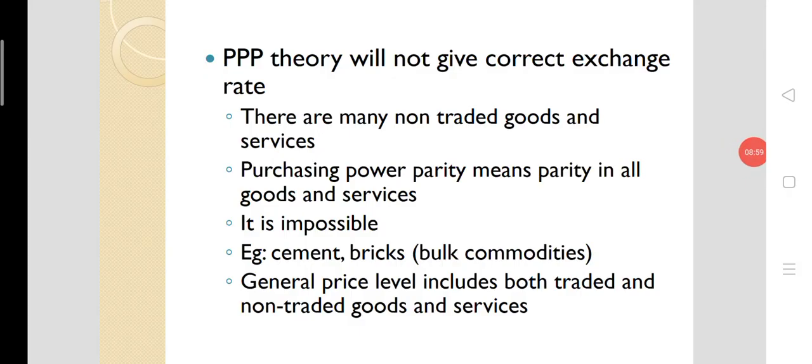Moreover, there are some commodities which are non-traded or less traded goods and services. For example, the bulk commodities like cement and bricks, their weight to value is too low, and these are less traded commodities and even non-traded commodities in some cases. So the purchasing power parity theory can represent only traded goods and services. So the exchange rate determined as per the purchasing power parity theory would not be a comprehensive one.